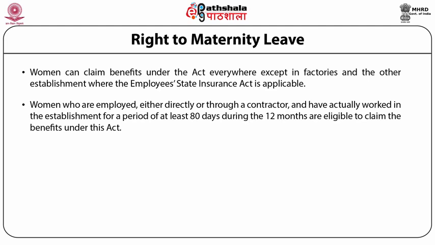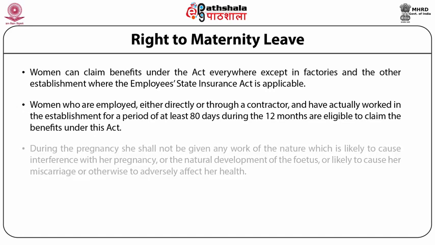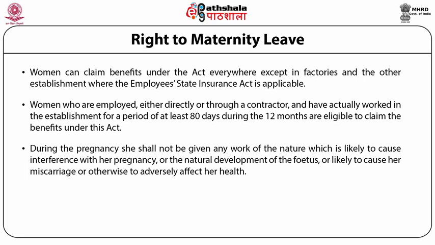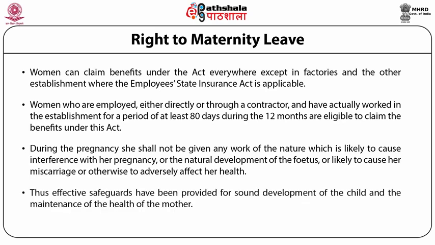Section 4 of the act gave a pregnant woman protection of her health and to avoid any interference which may be detrimental to the sound development of an unborn child. During the pregnancy, she shall not be given any work of the nature which is likely to cause interference with her pregnancy or the natural development of the fetus, or likely to cause her miscarriage or otherwise be adverse to her health. Thus, effective safeguards have been provided for sound development of the child and the maintenance of health of the mother.